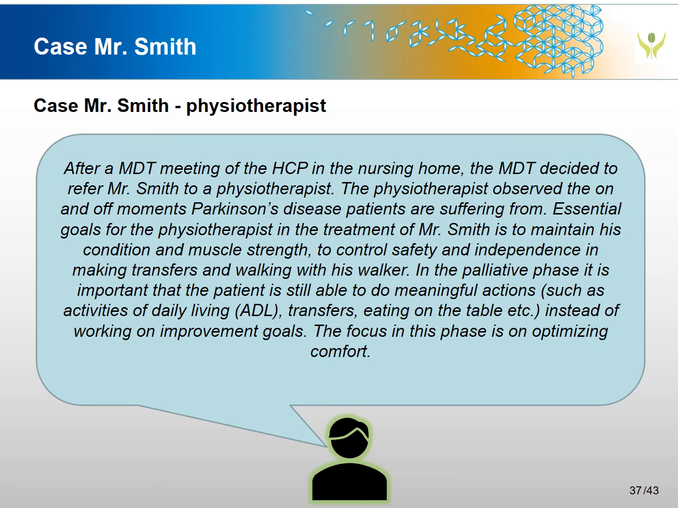Essential goals for the physiotherapist in the treatment of Mr. Smith are to maintain his condition and muscle strength, and to control safety and independence in making transfers and walking with his walker. In the palliative phase, it is important that the patient is still able to execute meaningful actions, such as activities of daily living and transfers, instead of working on improvement goals. The focus in this phase is on optimizing comfort.